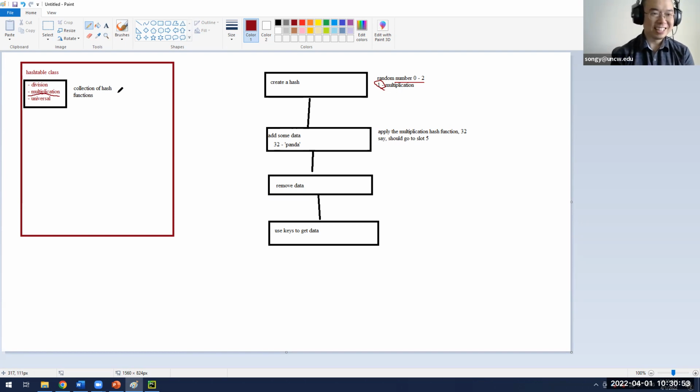You know what I'm saying? Yeah, no, I absolutely know what you're saying. So I can run the program once, right? And it'll pick a random method, whether it's division, multiplication, or universal. But then once it picks that for this run, it has to stick with that method. And then if I run the program all over again, it could potentially choose a different method. Is that correct? Yes, yes, this is what I mean.